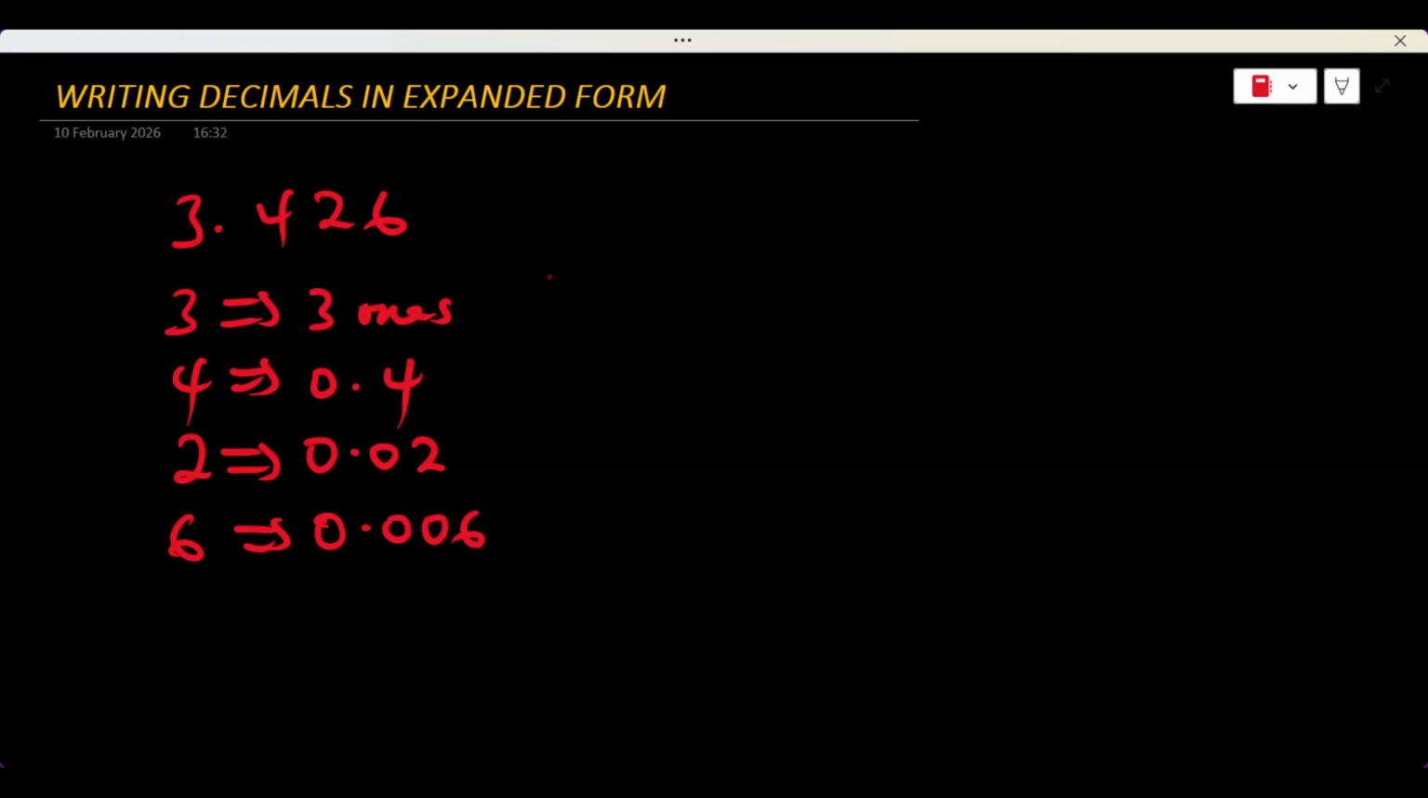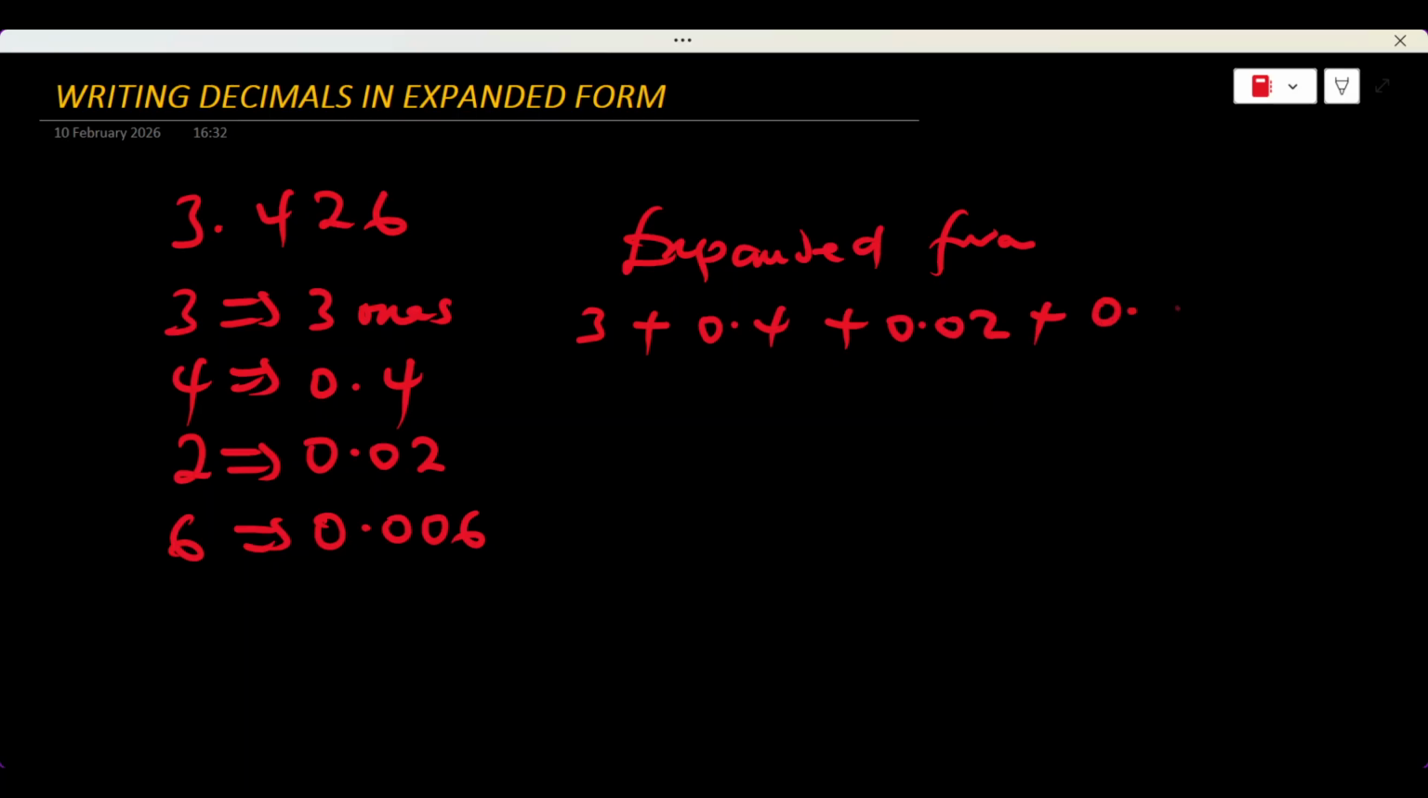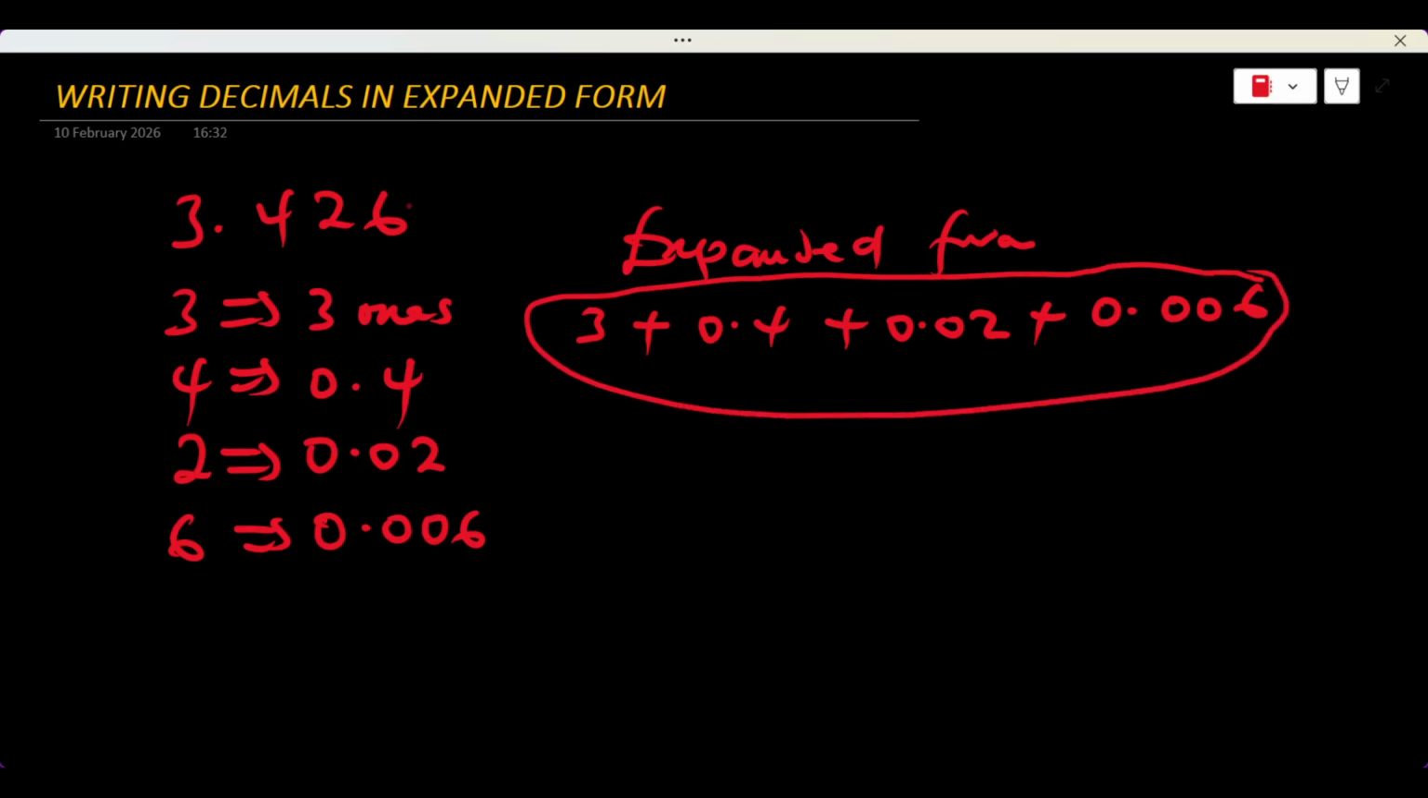0.006. So if you want to write it in an expanded form, write it as what? 3 plus 0.4 plus 0.02 plus 0.006. That is it. This becomes what? Our answer. I hope that is clear.